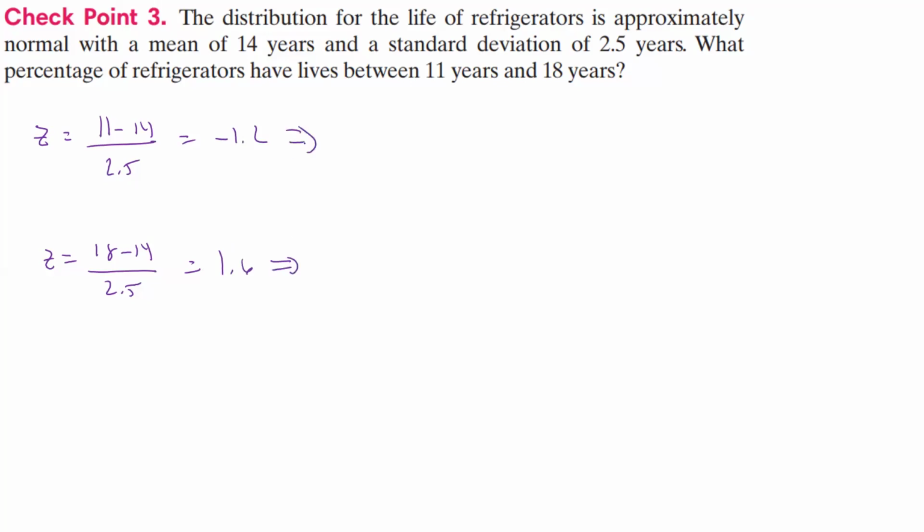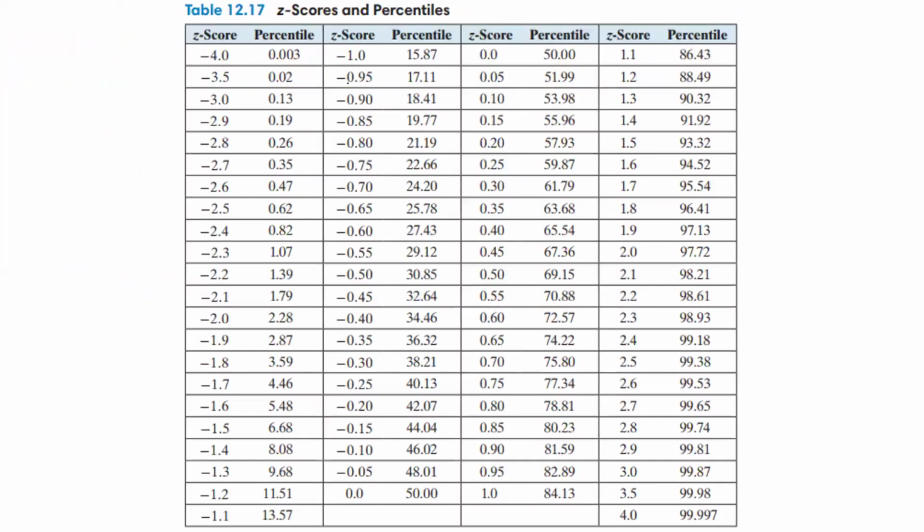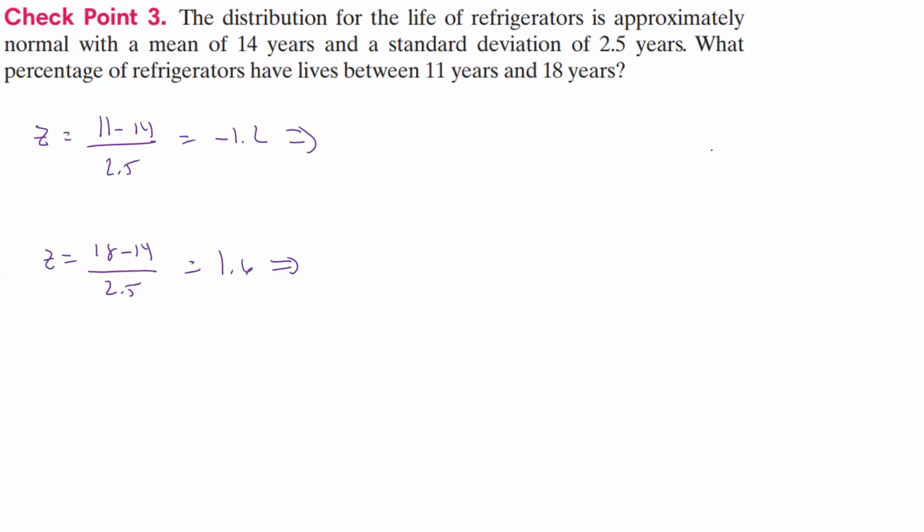Now I'm going to look at the percentiles in the table. Negative 1.2 is over here, so it's 11.51%. And 1.6 is 94.52%. Now I'm going to find the difference by taking the larger minus the smaller, and when I do that, I get 83.01%. So that's the percentage of refrigerators with lives between 11 years and 18 years.